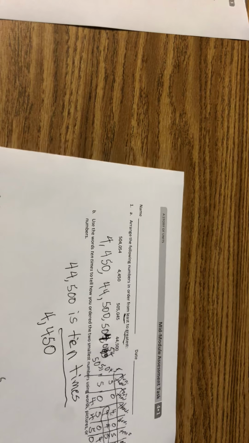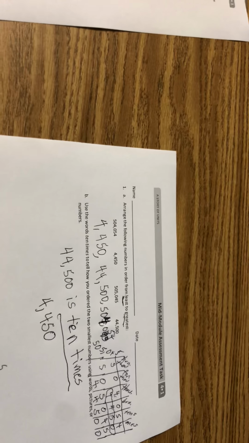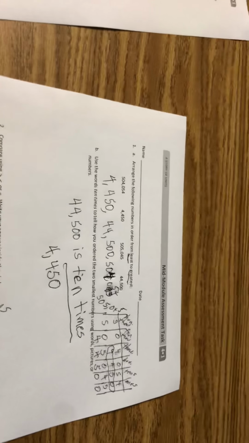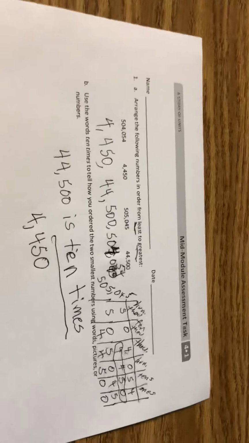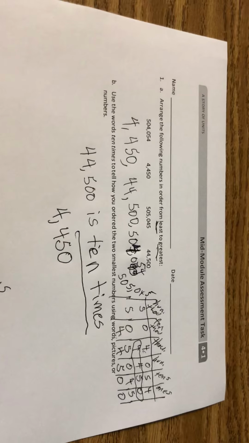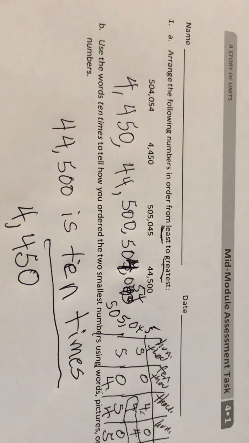All right, so I went to record your mid-unit assessment, and I didn't hit record. So I'm just going to go through this with you in a way that hopefully you can understand. All right, so what we did here in the first problem, and you'll see this on Google Classroom, is we have arranged the following numbers in order from least to greatest.